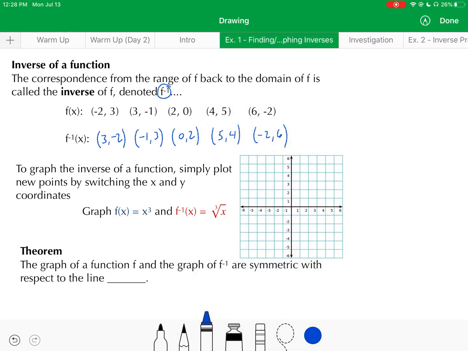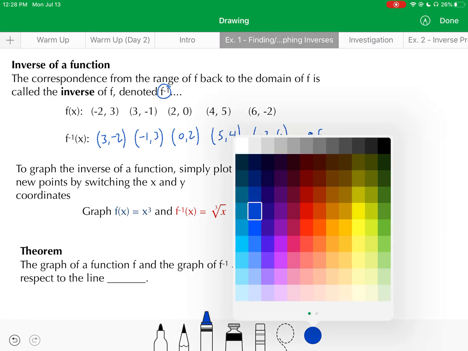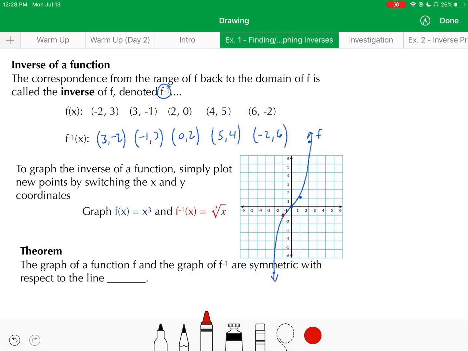Let's prove it. So y equals x cubed has points of (0, 0), (1, 1), (2, 8), (-1, -1), (-2, -8), right? Those are the critical points. And then if I were to switch their coordinates, well, these 3 points would stay the same. (2, 8) would move to (8, 2), (-2, -8) would move to (-8, -2). And that graph should look familiar too. It is, in fact, our cube root function.